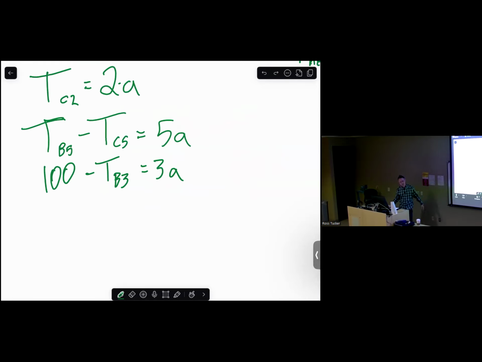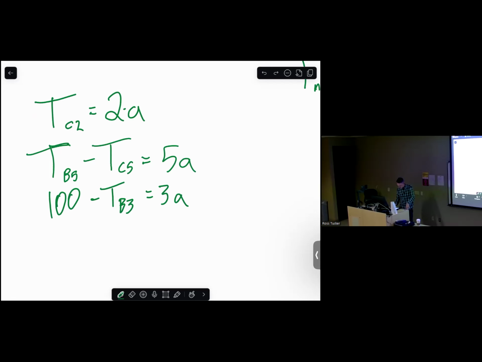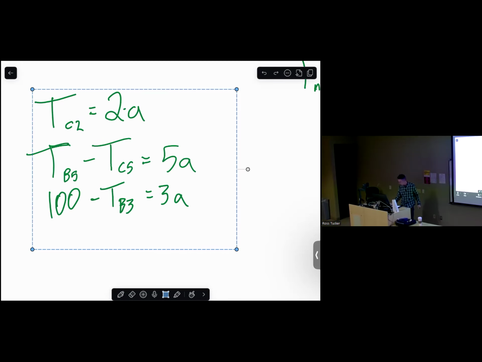So TB3 and TB5, which is bigger? Neither, they're the same force. B pulls on 5, B pulls on 3, pulls it in opposite directions, but it's the same magnitude. Okay, you have 3 equations in 3 unknowns. You don't know the C force, you don't know the B force, and you don't know the acceleration.